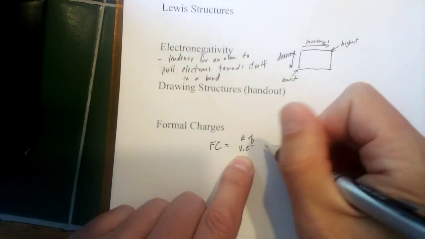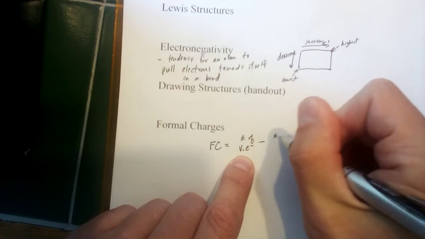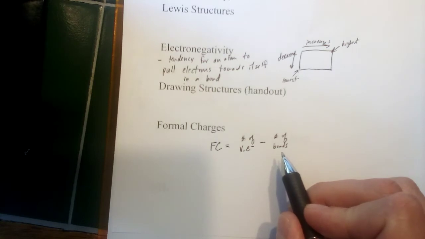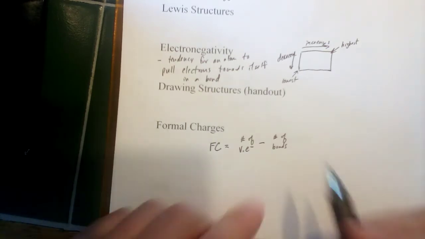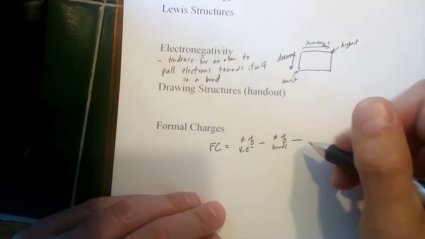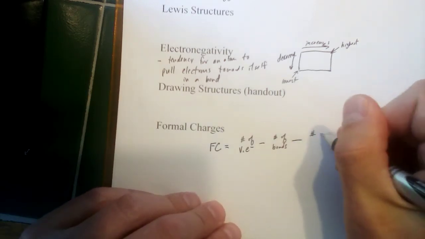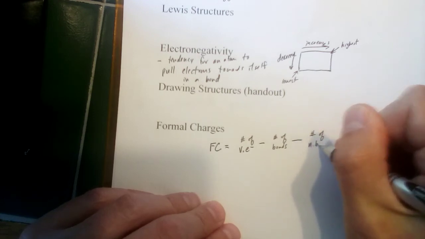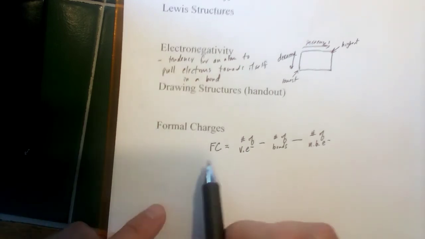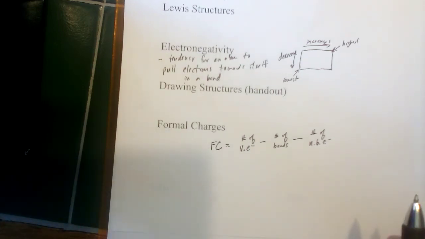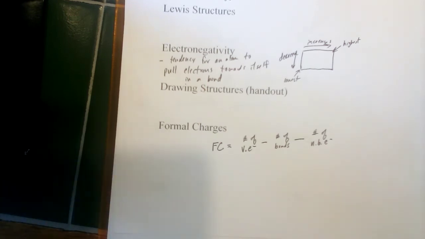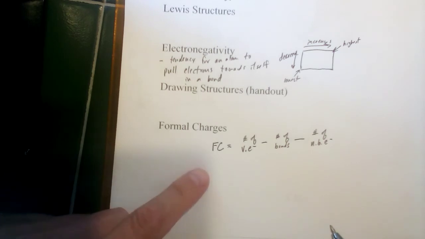Okay? From the number of valence electrons, we're going to subtract the number of bonds that the atom has in the structure we're looking at. So we drew a structure, we can count up how many bonds we connected to that particular atom. And then we're also going to subtract the number of non-bonding electrons on that atom. Just that atom, not for the whole molecule, just the atom that we're calculating. Ideally, this comes out to be 0. That is the best representation of a structure for that atom, if this comes out to be 0.